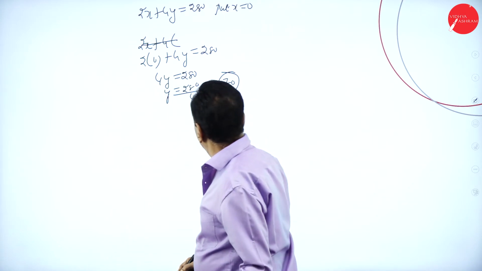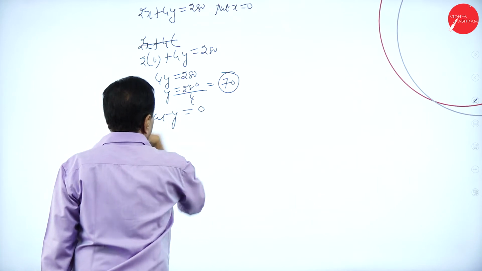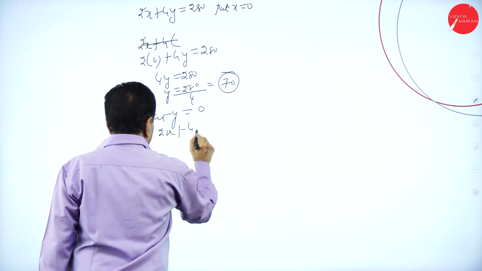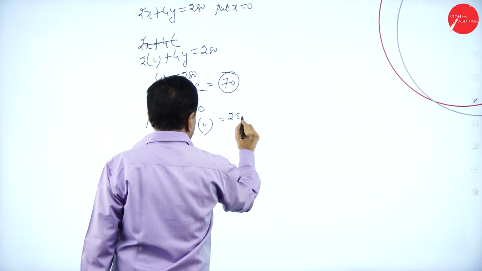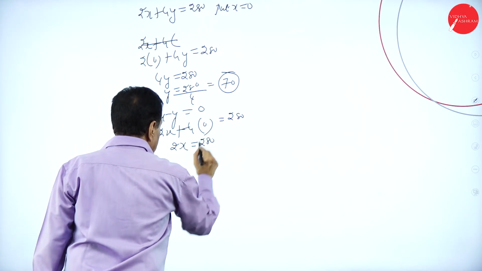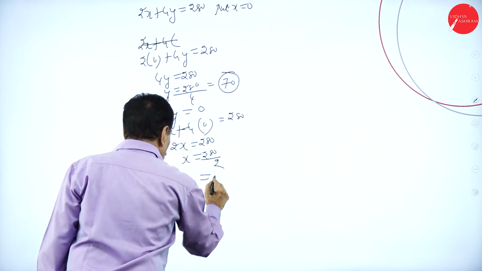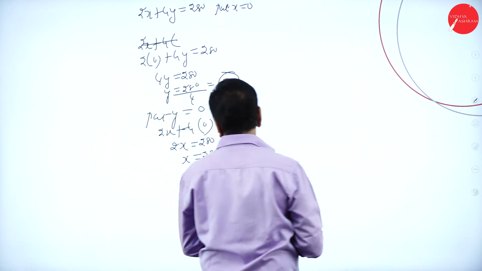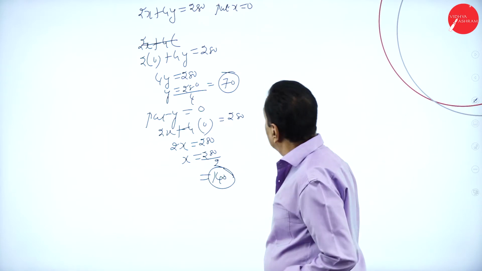Then put y is equal to 0. 2x plus 4 into 0 is 280. 2x is equal to 280. x is equal to 280 divided by 2, 140. So the maximum is 140, it is 70. Here, x value is 140.